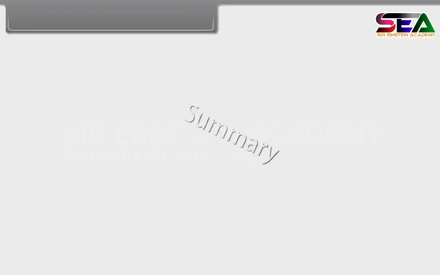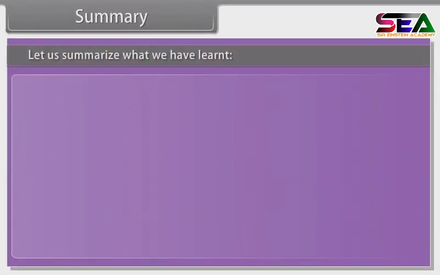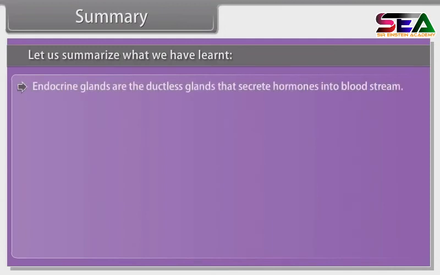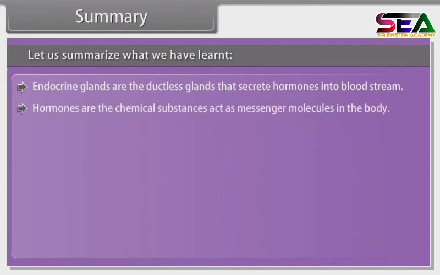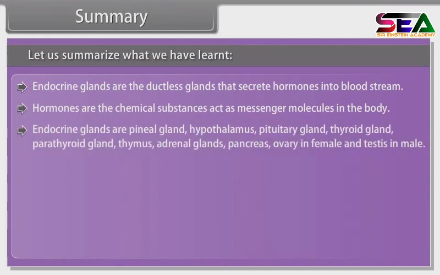Summary. Let us summarize what we have learnt. Endocrine glands are the ductless glands that secrete hormones into the bloodstream. Hormones are the chemical substances that act as messenger molecules in the body. Endocrine glands are the pineal gland, hypothalamus, pituitary gland, thyroid gland, parathyroid gland, thymus, adrenal gland, pancreas, ovary in female, and testes in male.